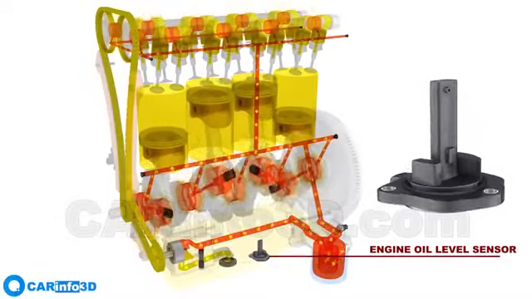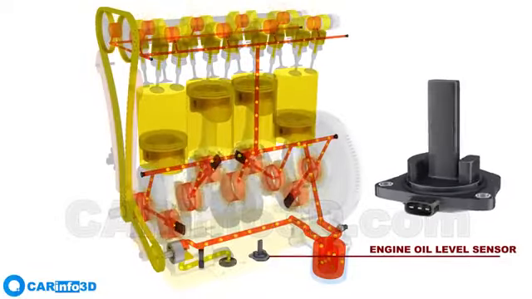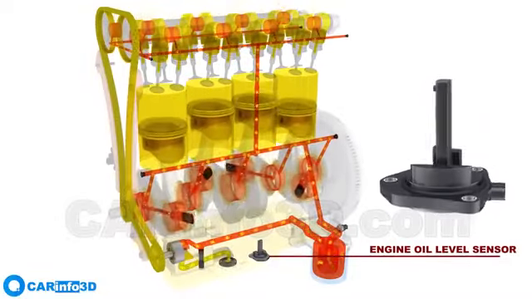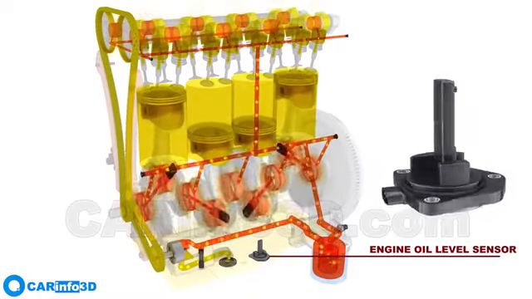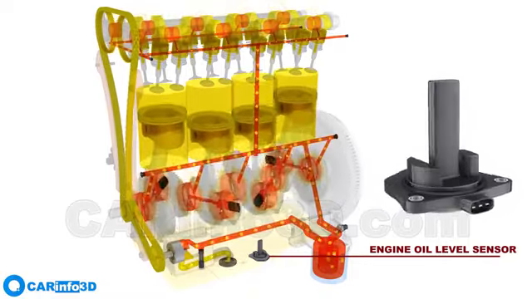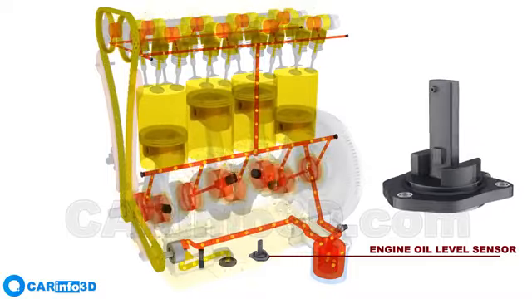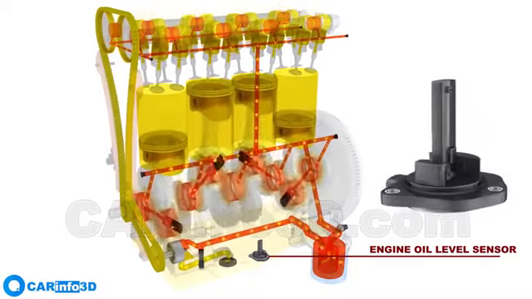Next, the engine oil level sensor. Only some cars include this sensor, which primarily informs the driver about the level of oil in the engine. However, in some cases, it can also communicate with the ECU to stop the engine from starting with insufficient oil.